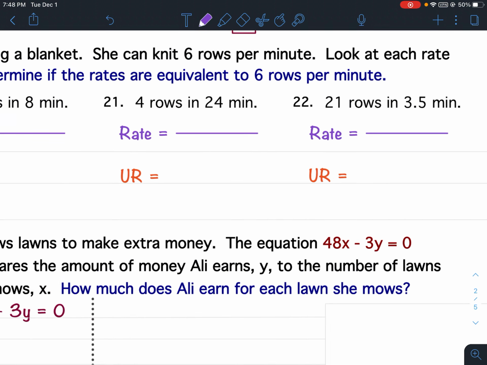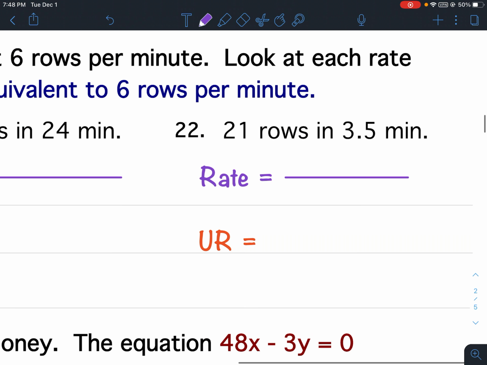Now, it says rows per minute, so that means it's going to be the number of rows over the number of minutes. You'll always put the number of rows over the number of minutes. And remember, to go from a rate to a unit rate, you divide.